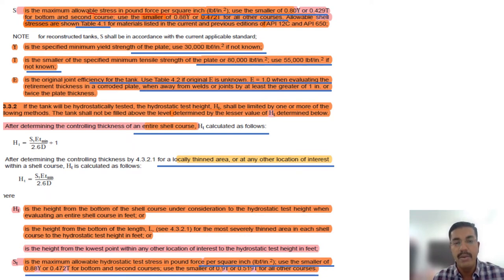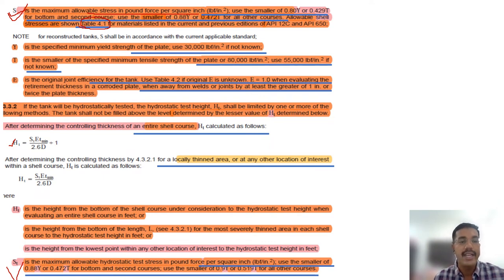Clear? But don't mix this allowable stress with that allowable stress. This is different. This allowable stress is for T minimum, and that one is for the hydro test height, HT. So this is different, that is different. Just read the question very carefully. If it says T minimum, then you have to find S from the yield strength and tensile strength if they are given. If the yield strength and tensile strength are not given, how do we find it? In Table 4.1, and we will go to the next slide to see how we can find S. Okay, one part is over.